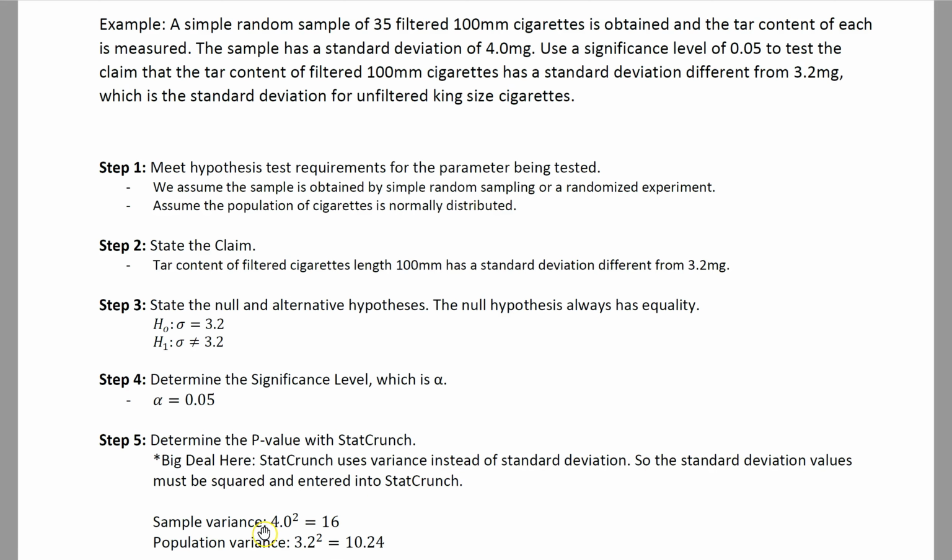This is true for both the sample standard deviation, we need the sample variance, and the population, we need its variance. The sample standard deviation was 4. I square that to get 16, which is the sample variance. The population standard deviation was 3.2. I square that and get 10.24. Next, I go to StatCrunch.